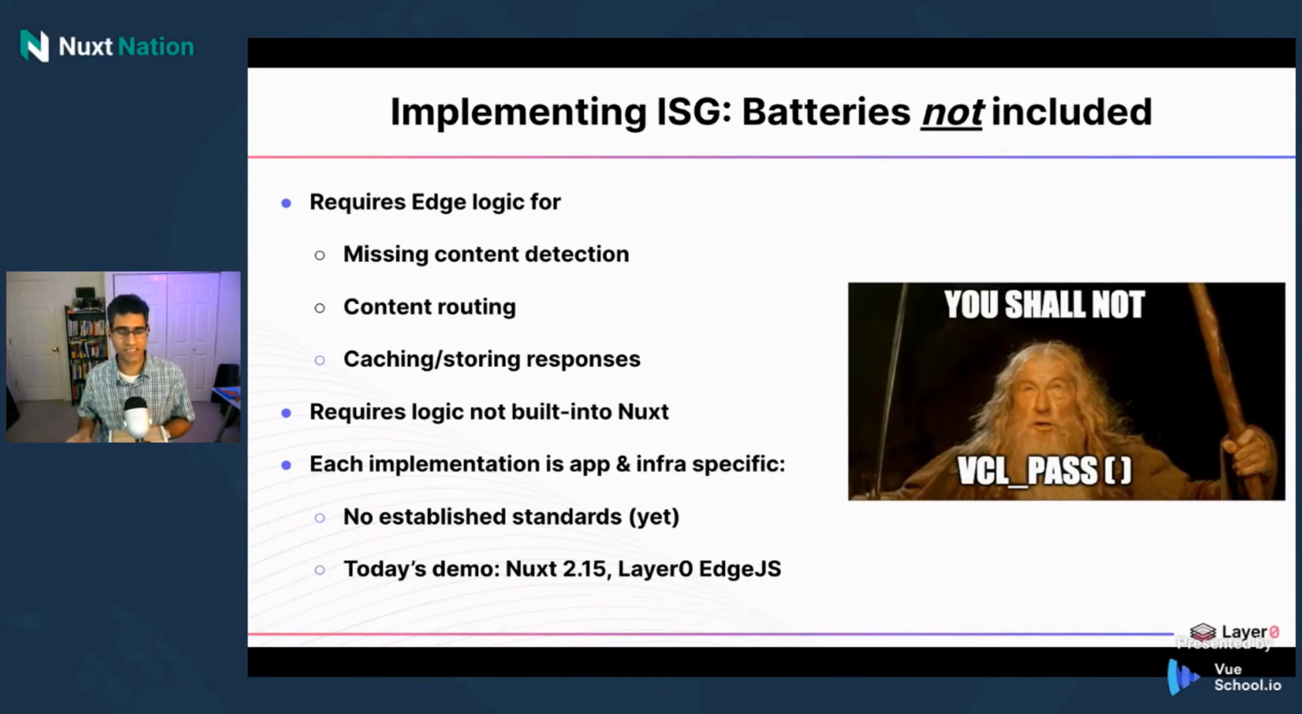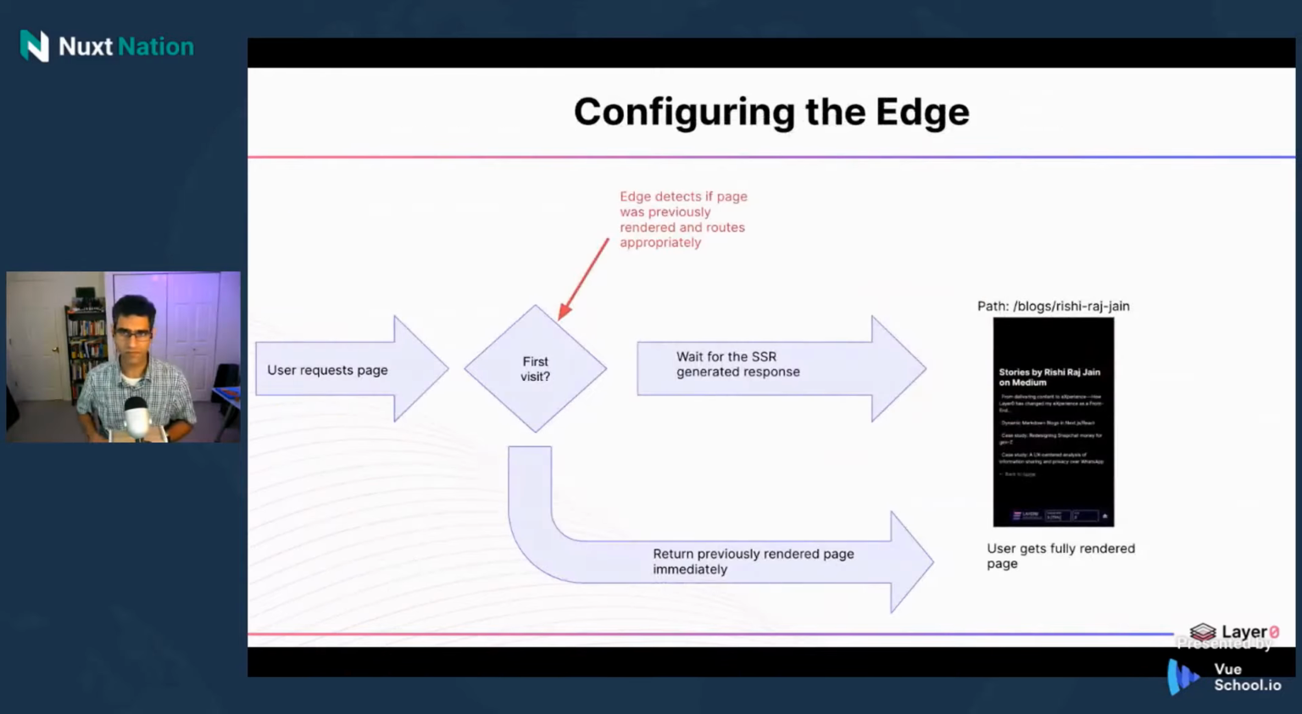So for the purposes of today's demo, we're doing this on Nuxt 2.15, and we're going to use Layer0 Edge.js, which is our edge orchestration, but the same principles you should be able to extrapolate and apply to any other architecture. So let's talk about those two parts, configuring the edge and configuring the Nuxt app.